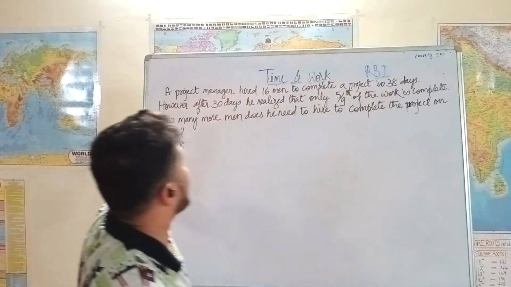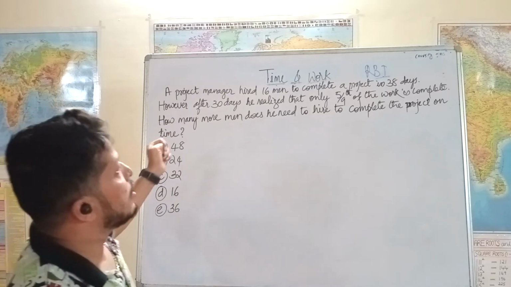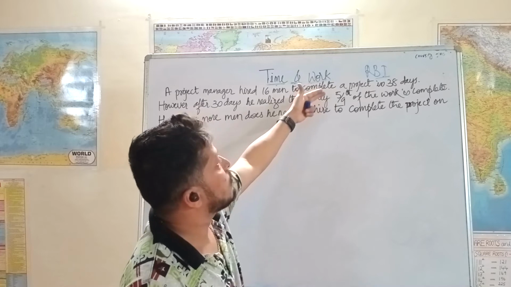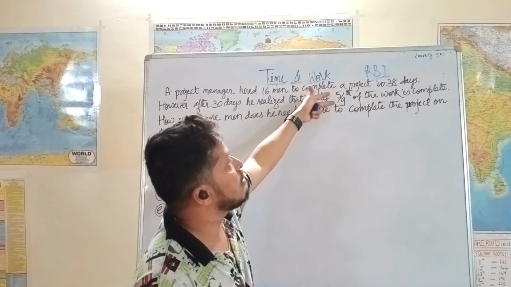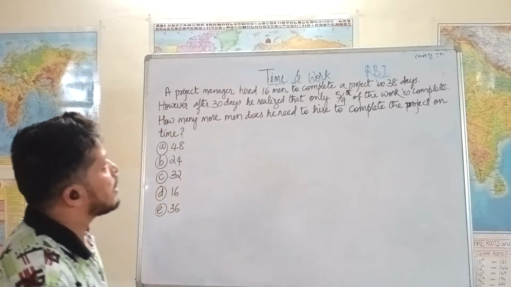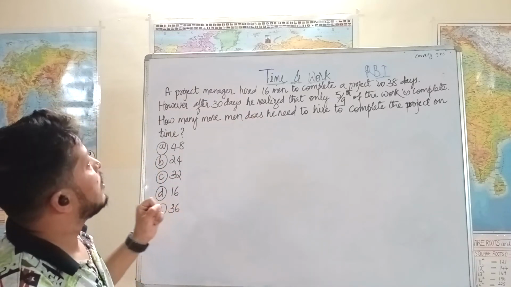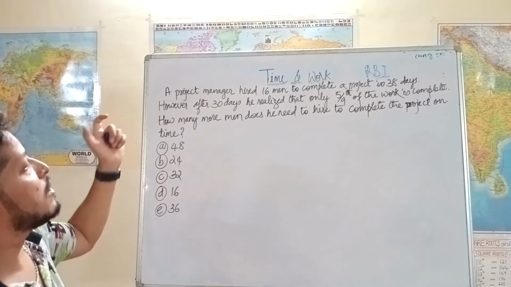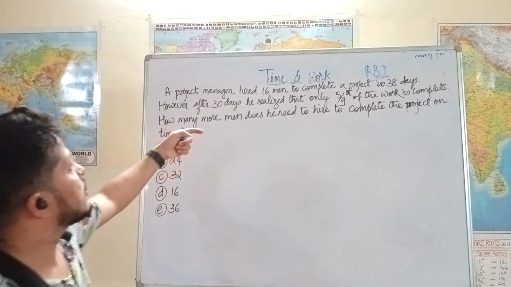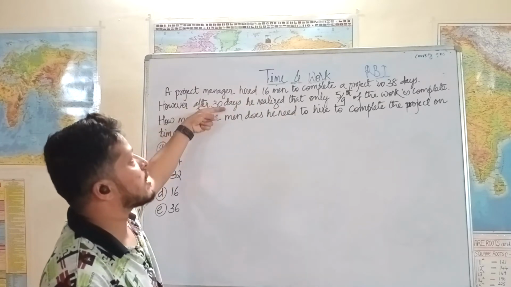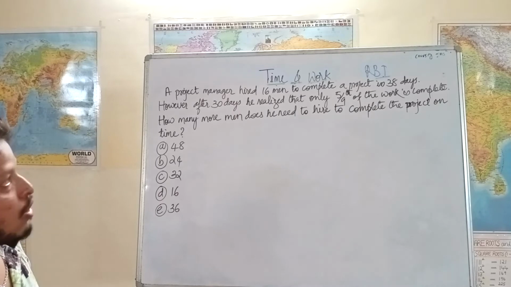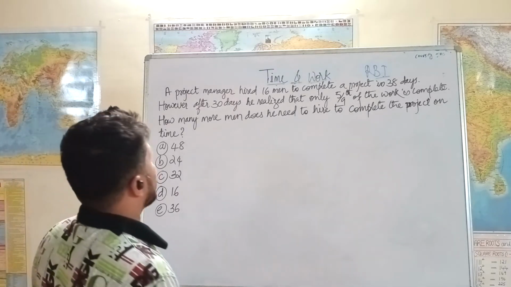So now he needs to hire more people so that another 5/9 of the total work is complete. That means the remaining work is 4/9. To complete 4/9 of the work, he needs to hire additional workforce, additional men, so that he can complete it in the remaining time. Out of 30 days, 22 days have already passed, so only 8 days are left. Let's see how many more he has to hire.